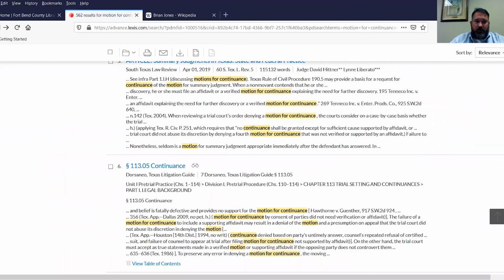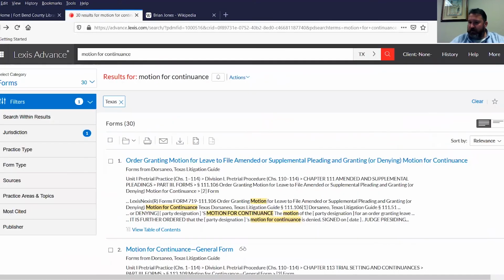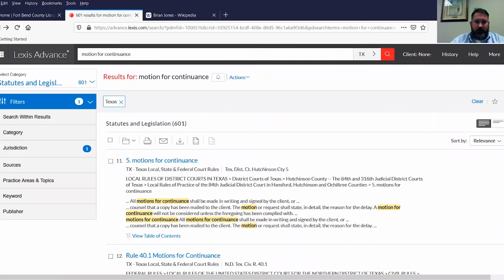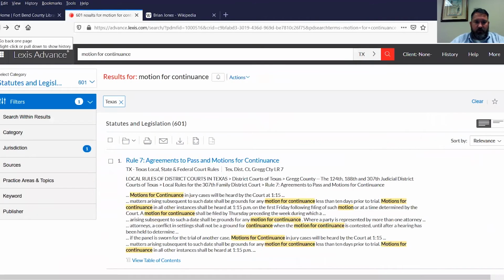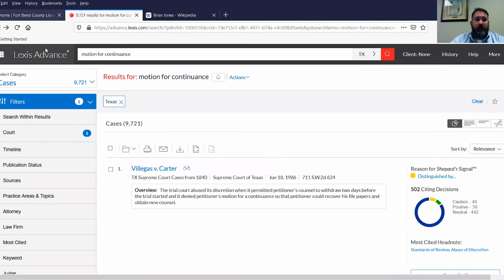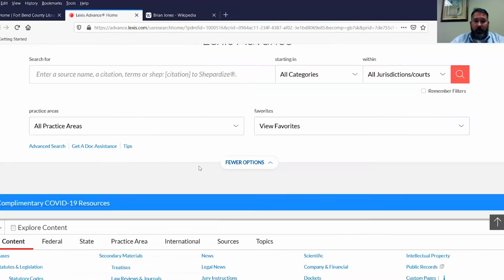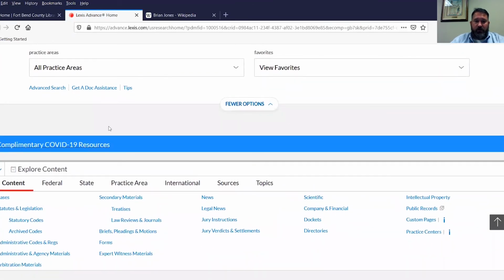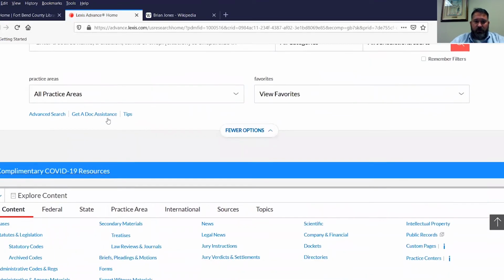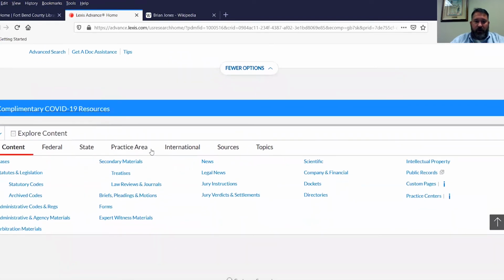So let's go back and look at the main page. We only have about 7 or 8 minutes left. If you want to get back to the main page, you just go up here on the upper left-hand corner and hit the Lexis Advanced button, and we go to the home page, essentially. So then, in addition to searching using search terms, you can just jump right in and go to some other different categories of things.